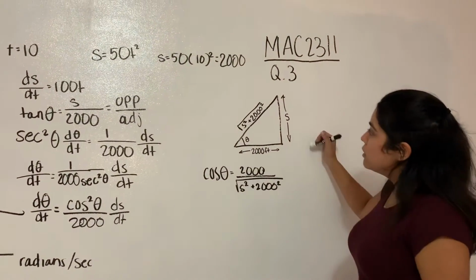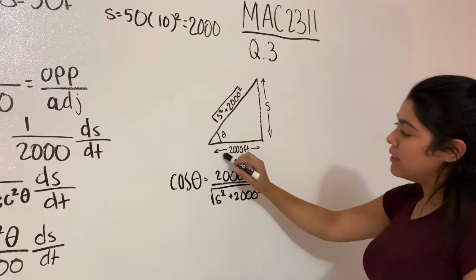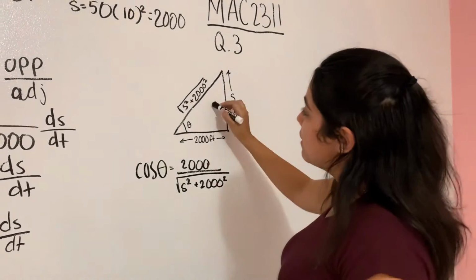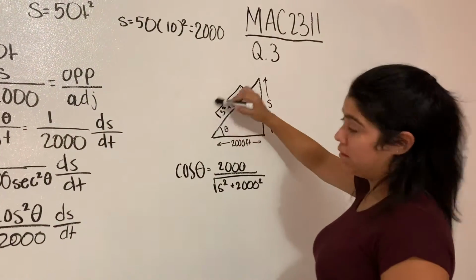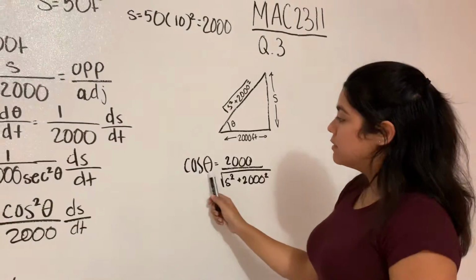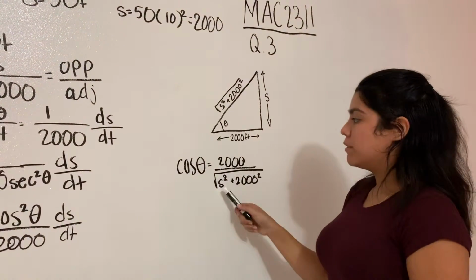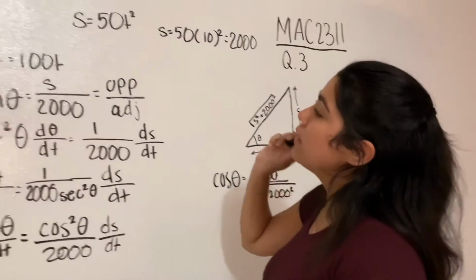Okay, so with this information, we have that S is the height of the triangle and 2,000 feet is the base of the triangle. With the Pythagorean theorem, we get that S squared plus 2,000 squared, square rooted, is the hypotenuse. With that, we get that cosine of theta equals 2,000 over the square root of S squared plus 2,000 squared.